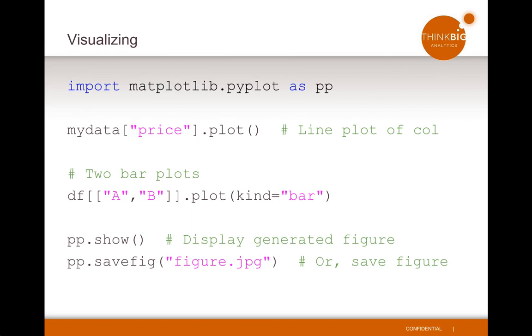And pandas plays well with matplotlib. So what I'm doing here is producing several different plots of data. I can say just my_data, open bracket, price, close bracket. That pulls out the price column, dot plot. That'll give me a line plot of the contents of that column. If I instead pull out two different columns, A and B, and do a plot, I will get two line plots. Or if I say kind equals bar, it'll be bar plots, like in the graphic that I generated with my example data science code.